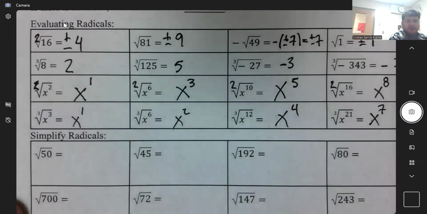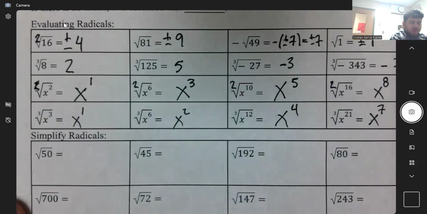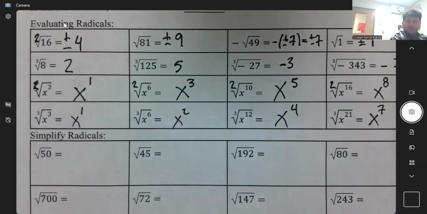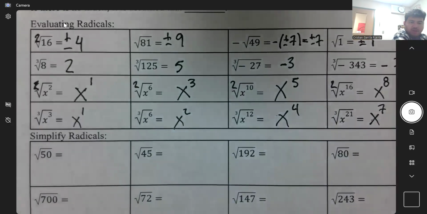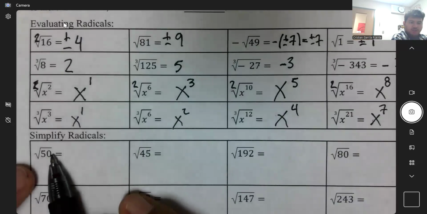Right, evaluating radicals, I feel like isn't that difficult to do. I think the next part is the most difficult of what we're doing today. It's simplifying radicals. It's easier with numbers, harder with the variables. So when you're simplifying radicals, the way you do it is you look at the biggest number on your perfect squares list that divides 50.